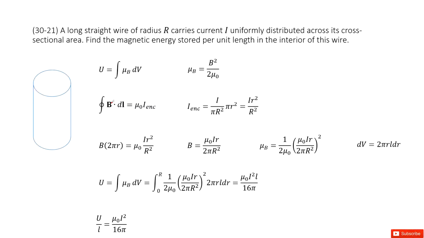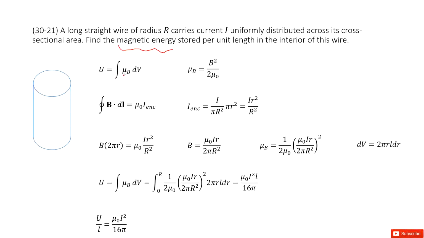Let's look at problem 21 in chapter 30. Chapter 30 is about inductance, electromagnetic oscillations, and AC circuits. There, we have a long straight wire, right? We need to find the magnetic energy stored per unit length inside this wire. The quantities given for this wire are the radius and the current. So we need to find the magnetic energy stored.